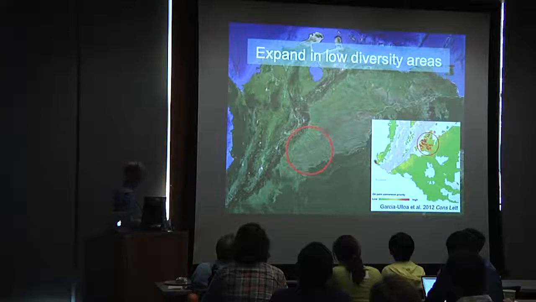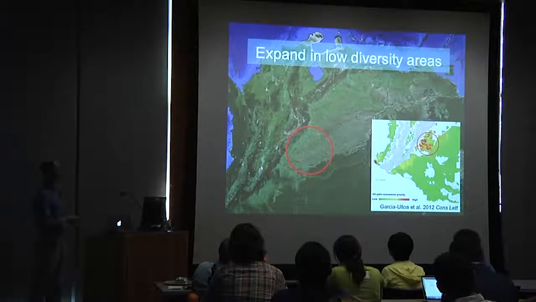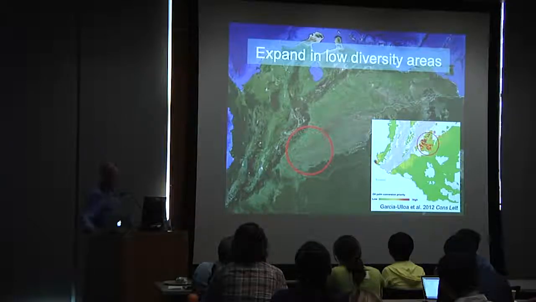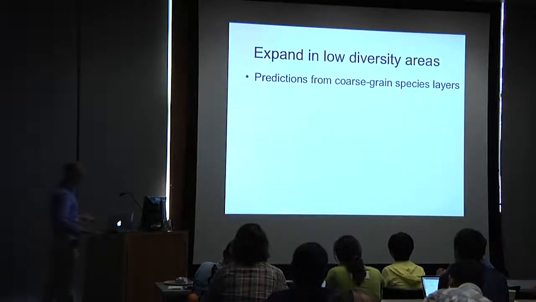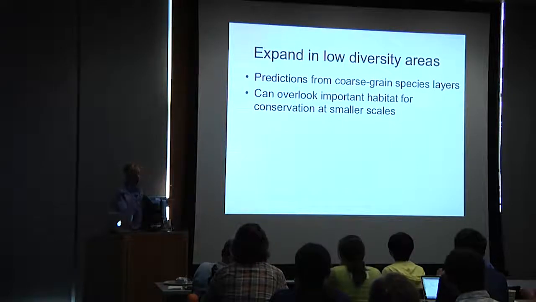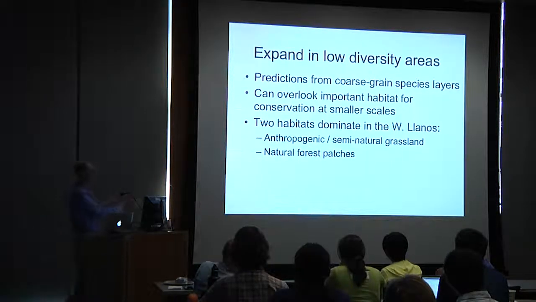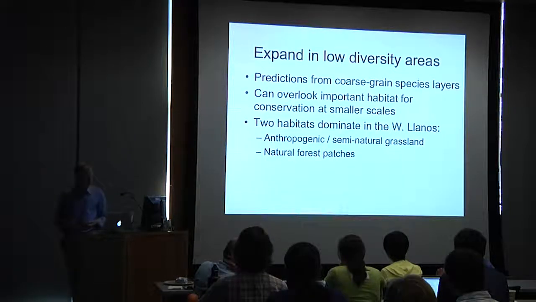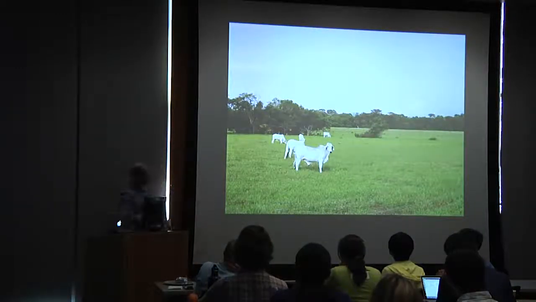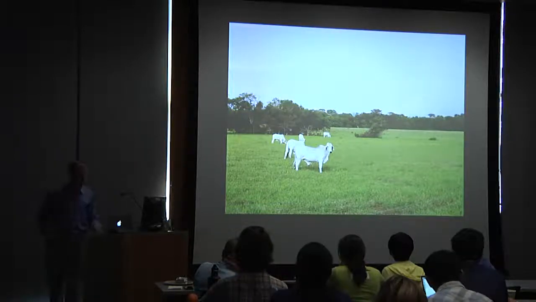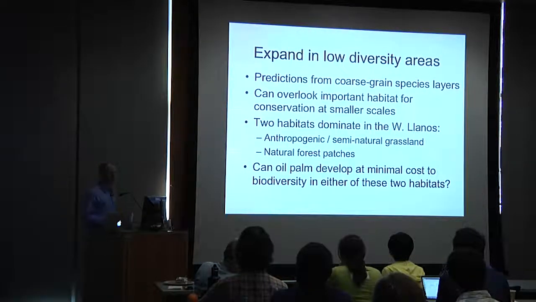So a nice study pointed at this particular region of eastern Colombia, the western Llanos. But their study, although highlighting this area, used coarse grain layers. The danger of doing that is you might overlook important habitat at smaller scales than they were able to work at. Now there are two habitats in that region. You have anthropogenic grasslands, where there was formerly forest or some semi-natural grassland system, and there are natural forest patches. It looks like this. These are 2 or 3 species of non-native grass, and then you have native forests. Both are at risk.